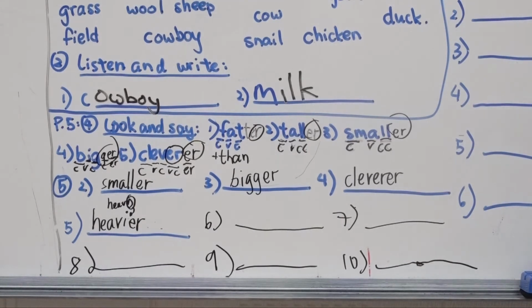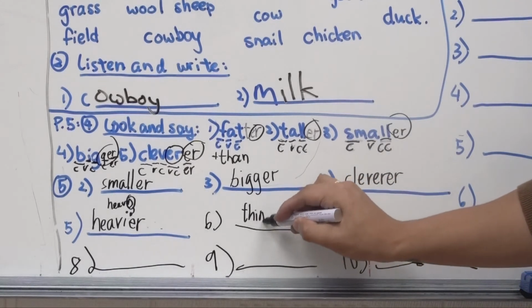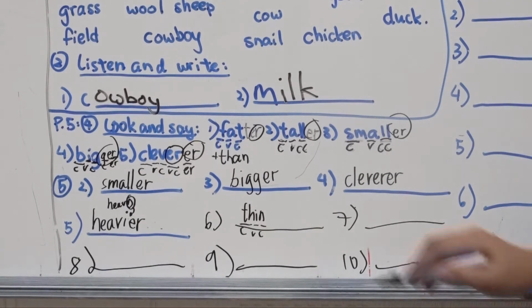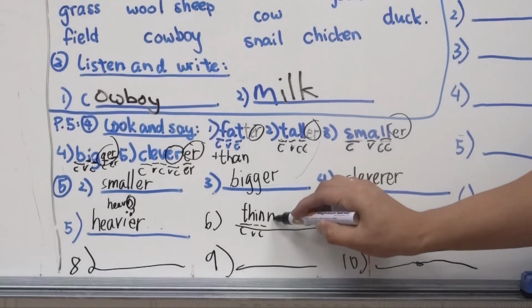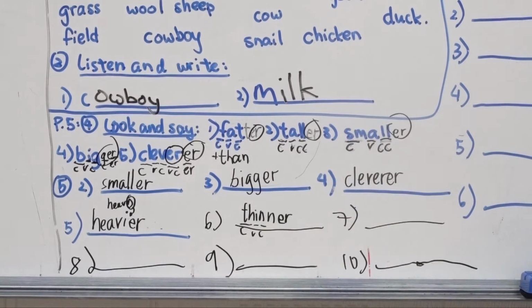Alright, what about the next one? Thin. T-H-I-N. We talked about this before, right? T-H-I-N. C, V, and C. So 1, 2, and 3. Thin will become, do we need to put another N? Yes, because it's CVC, right? Another N. Thin, and then put ER. Thinner, two N's.